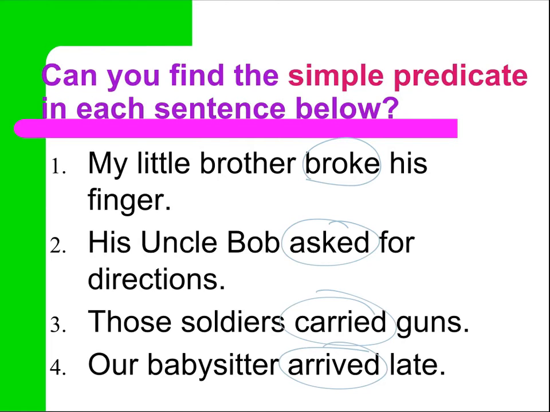So in number 1, my little brother broke. He broke his finger. Broke his finger would be the complete predicate, the whole thing that my little brother did or is doing.